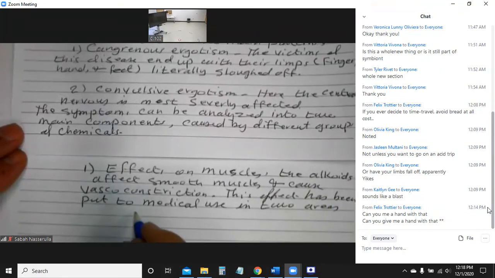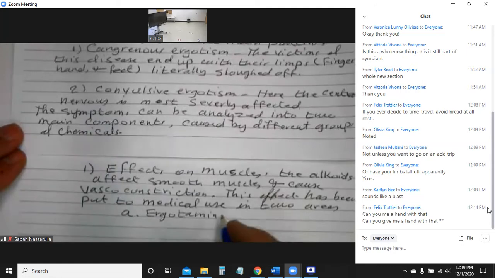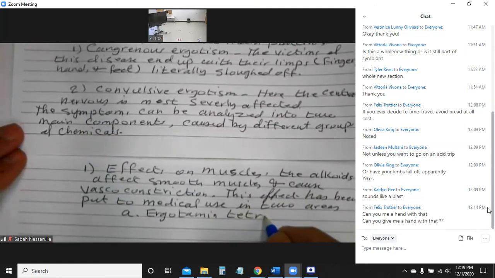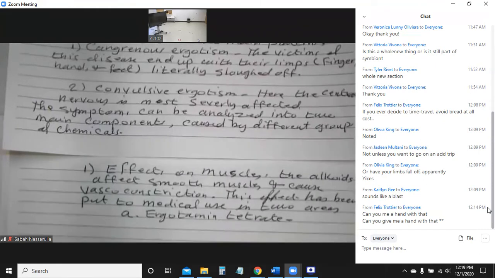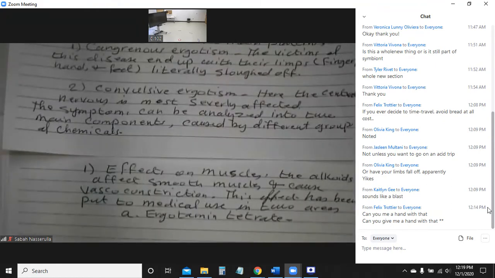Now, one of these compounds is known as ergotamine, okay, tetra or tetrate. This compound seems to be used in some of the medicine which deals with migraine. To make this point here, it is useful in the management of migraine.